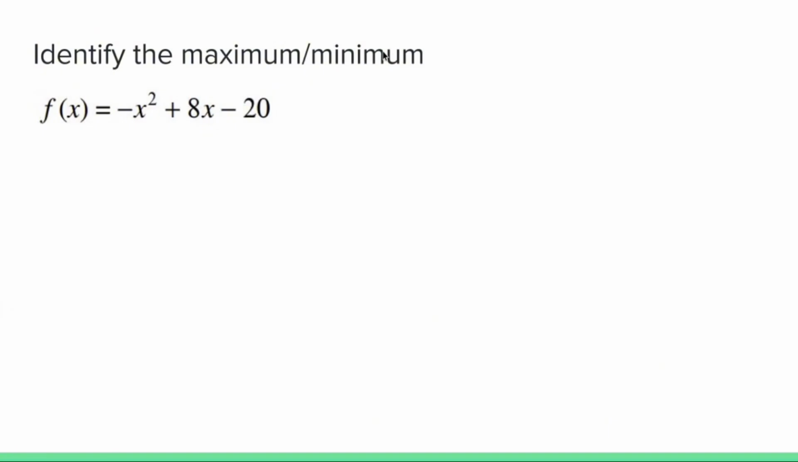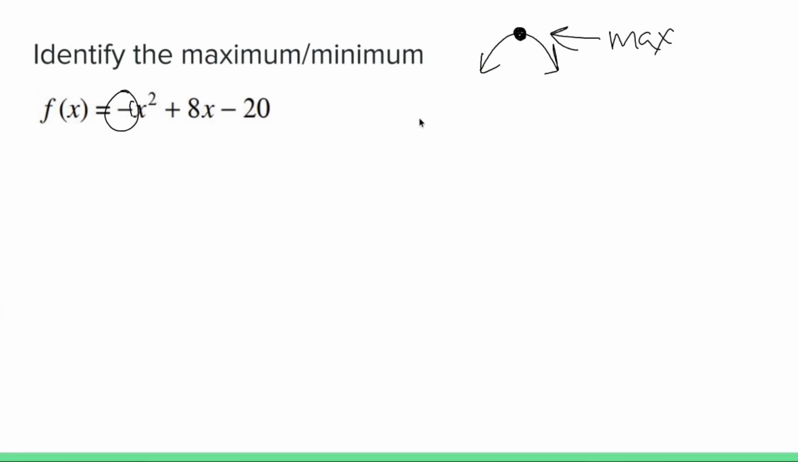Identify the maximum or minimum. Well, first things first, let's see what we have here. We have a quadratic where the leading coefficient is negative invisible 1, which means it's going to look like an upside down parabola. So what I'm going to get here is a maximum. Now that point is also called a vertex.